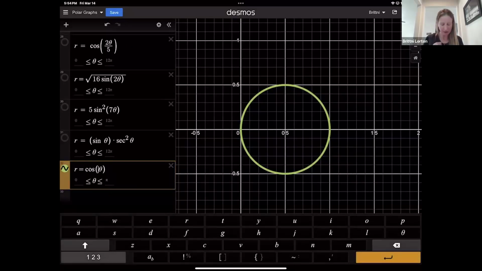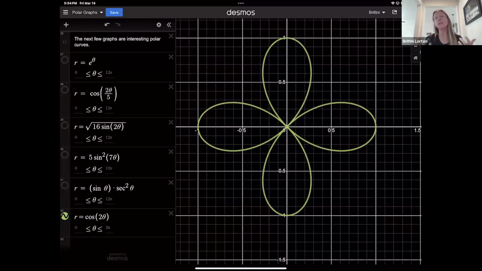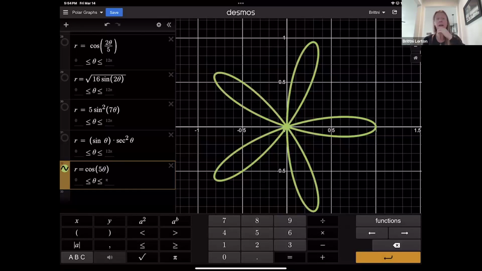What if I were to change that to a 2 theta? Then I have what's called a flower or a rose. This is a rose of 4 leaves. What if I were to change that 2 to be 5? Now this has 5 leaves. Well, let me go back to 2.